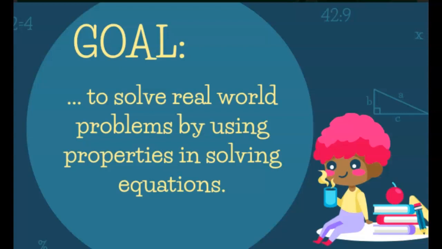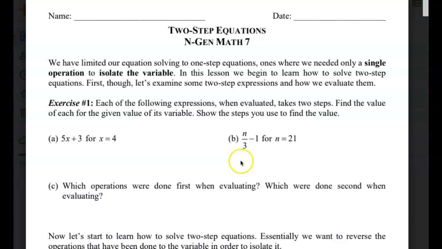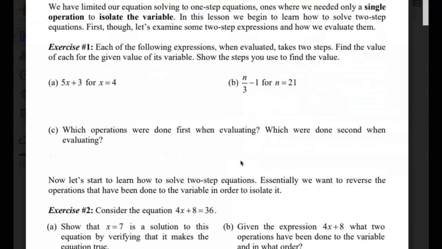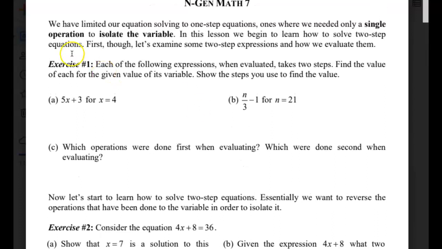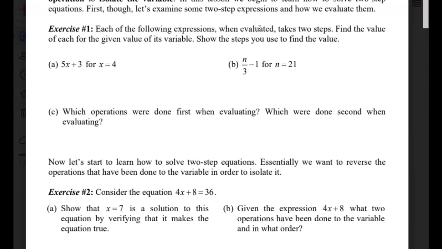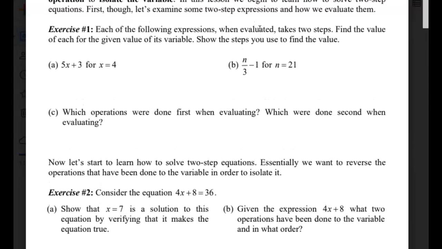So our goal today is to solve real-world problems by using properties in solving equations. Two-step equations, but before that, we'll review a little bit what two steps is. We have limited our equation solving to one step when we were in sixth grade, a single equation to isolate the variable. We just did that before. But today we're going to be working on something that takes two steps.